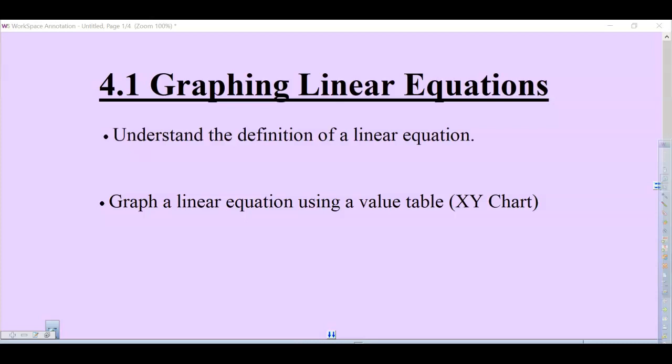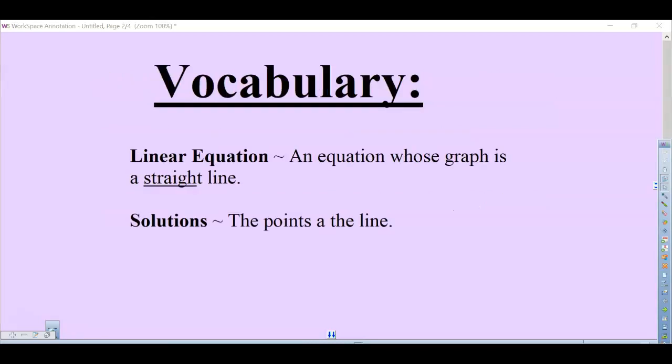Struble. Today we're going to be discussing graphing linear equations. In this video we're going to learn how to understand the definition of what a linear equation is, and then we're going to practice graphing linear equations using a value table, or in other words, an XY chart. So let's get started. First, some vocabulary that we'll need to be familiar with.